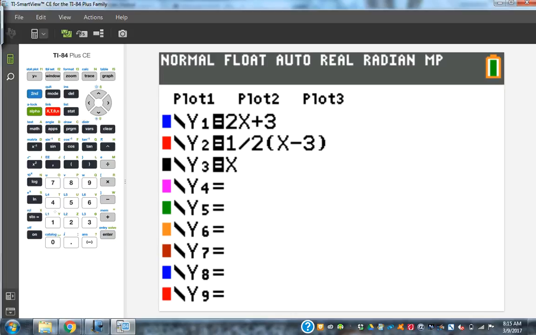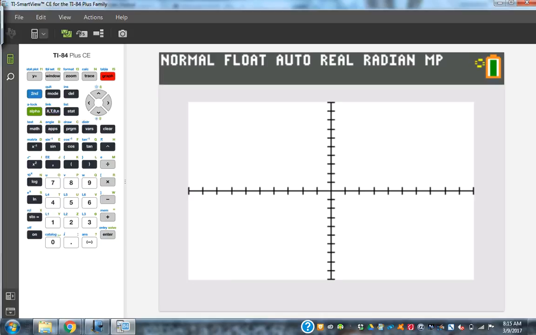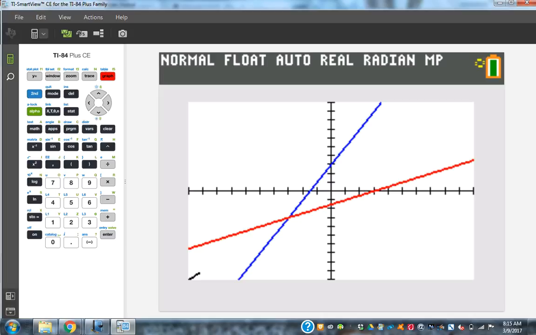If you got the color one, this is where it's a little bit of advantage. You can kind of differentiate between the two. But we know that this one has a slope of 2, so it's going to be up and to the right. This one has a slope of 1/2, so it's going to be up and to the right, but a little more, not as steep. And then we know what that looks like too. So with the color one, you can say the blue one, the red one, and the black one. So here's the blue one. Here comes the 1/2 x minus 3. And then there's the y equals x line.